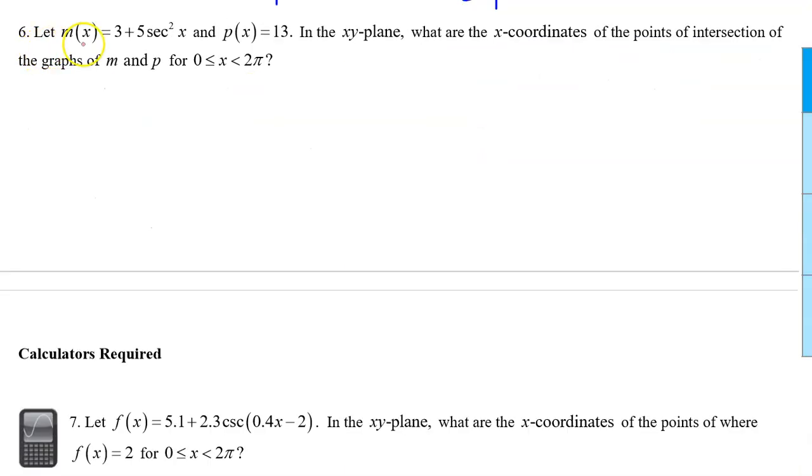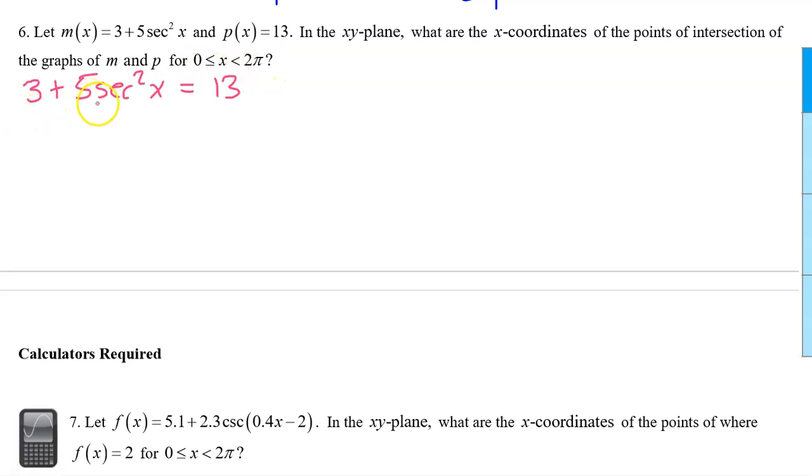Number 6. Let m of x equal 3 plus 5 secant squared x, and p of x equals 13. In the xy plane, what are the x-coordinates of the points of intersection of the graphs of m and p between 0 and 2 pi?